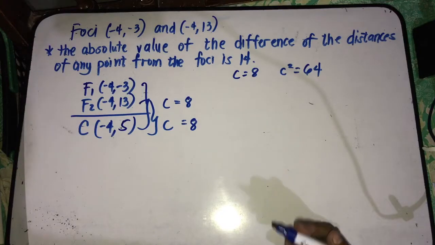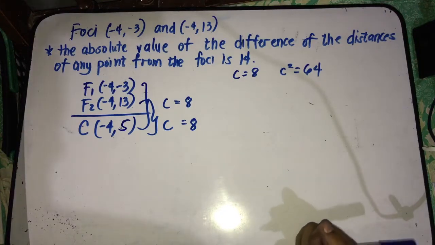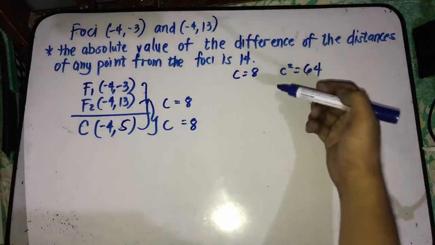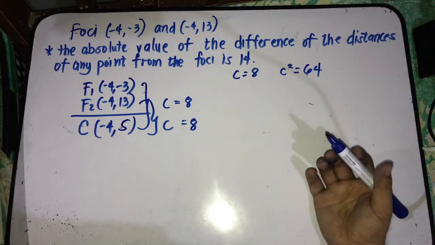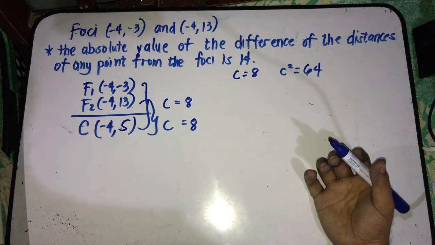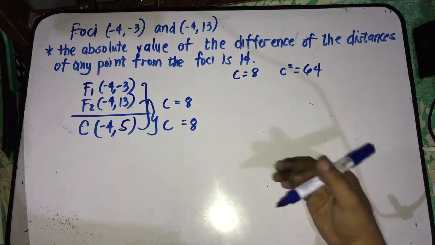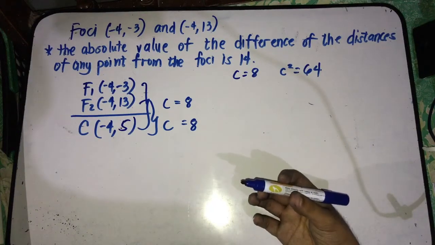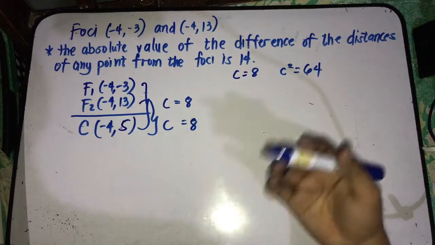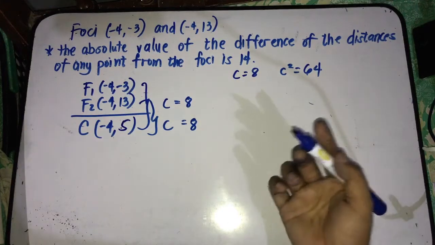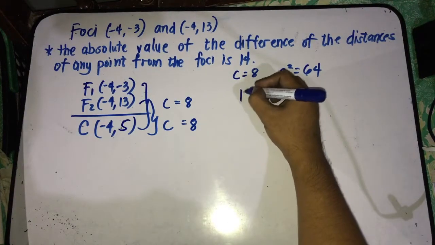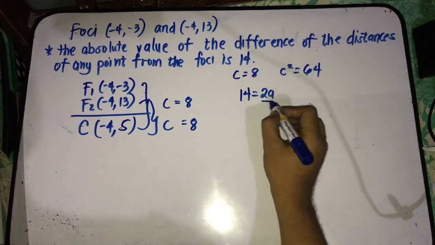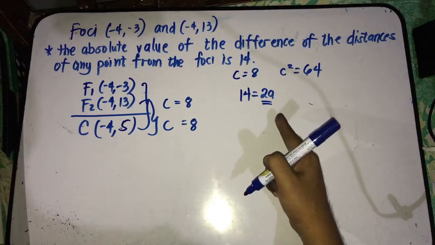Okay. So, saan naman natin ngayon kukuhanin si A, si B, or si C? There is another condition, and it says that the absolute value of the difference of the distances of any point from the foci is 14. Again, the second condition is that the absolute value of the difference of the distances of any point from the foci is 14. Therefore, 14 is equal to 2a. Tama ba? This is the definition of the hyperbola.